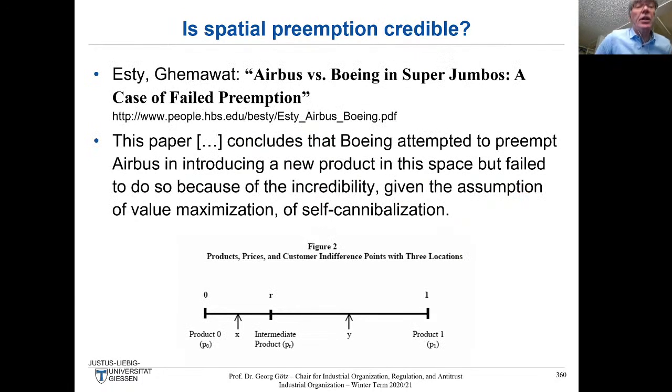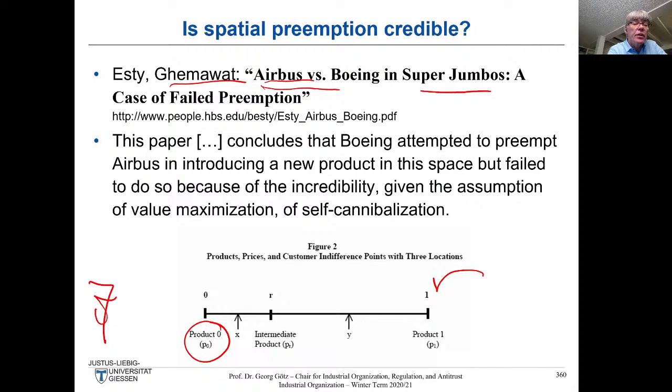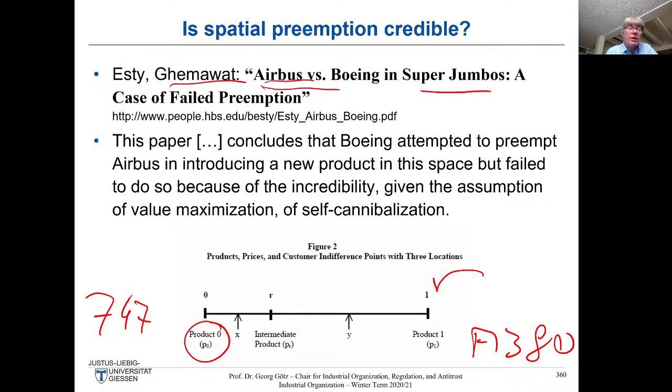And I think there is a very nice case study by Ghemawat and Esty, who looked into the competition between Airbus and Boeing in super jumbos. Here, product 0 would be the Boeing 747, the jumbo jet, and this is actually the A380. And what Ghemawat and Esty write is that Boeing attempted to preempt Airbus by what?